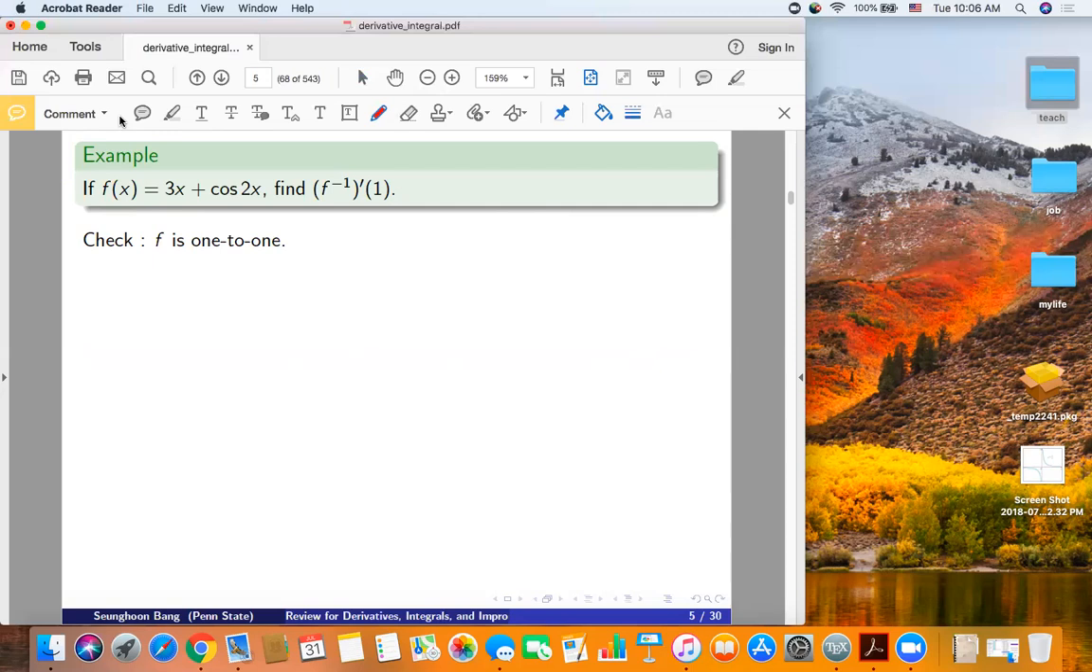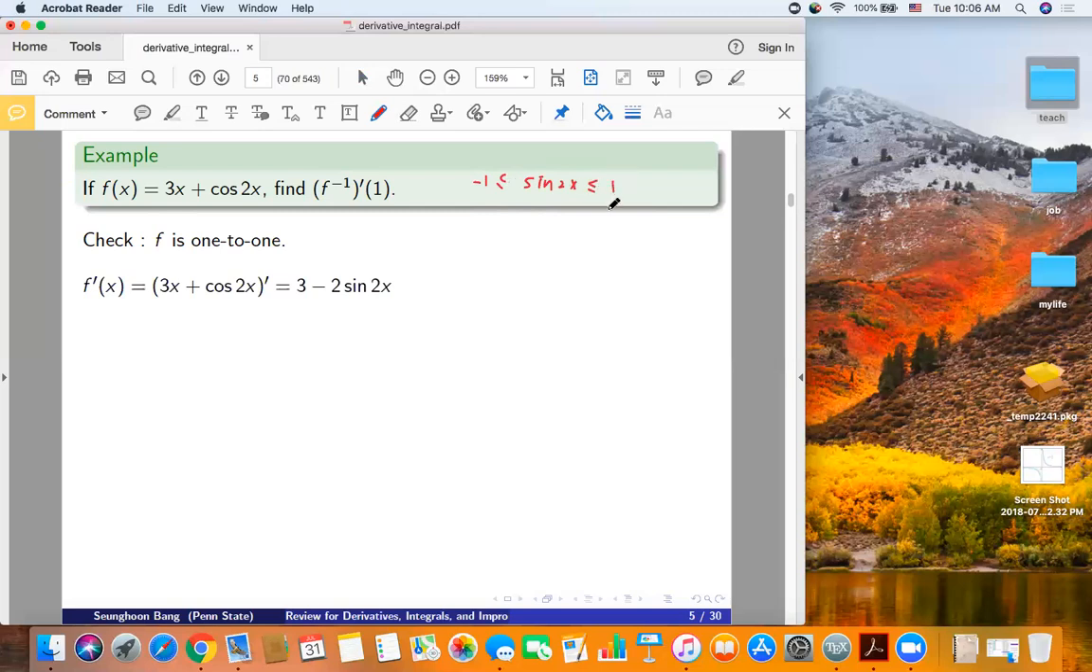So how can you know this kind of thing? We use this idea: f prime of x is (3x plus cosine 2x) prime, so 3 minus 2 times sine 2x. What happens? This is always positive. Why? Sine 2x is always between minus 1 and 1.